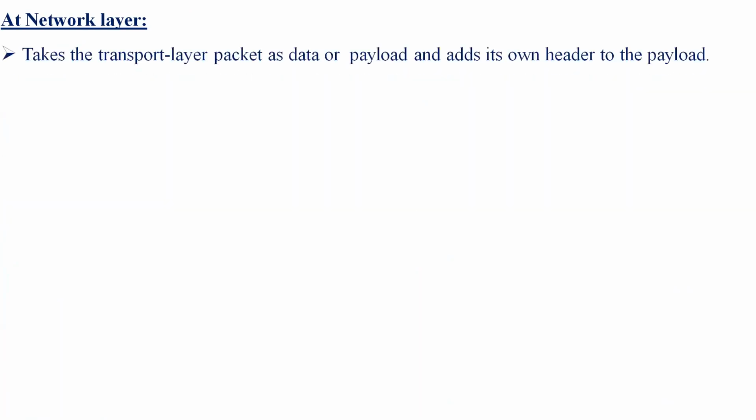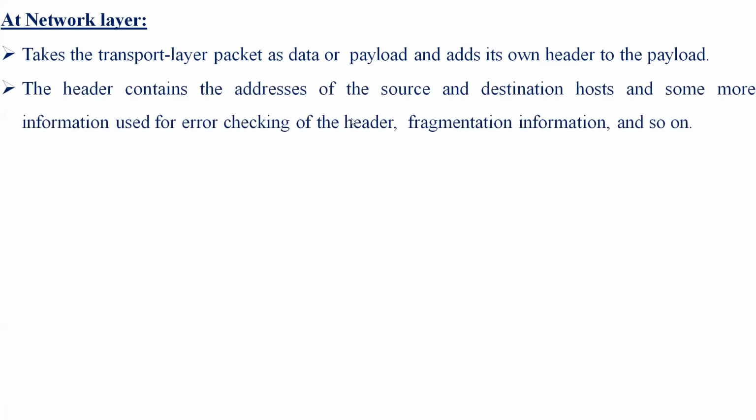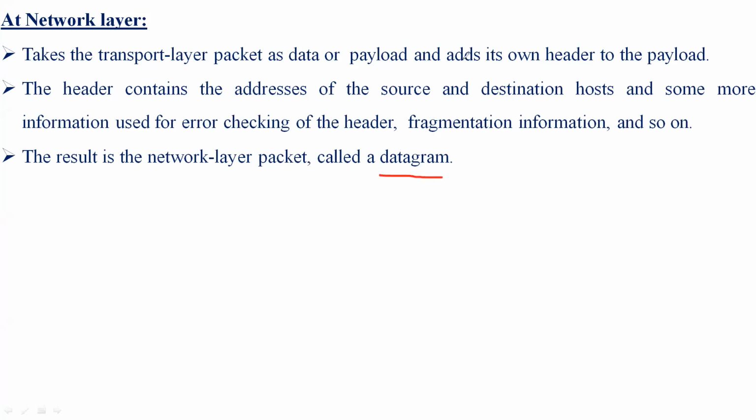At the network layer, it takes the packets from the transport layer as data or a payload and adds its own header to the payload. It adds its network layer header to the particular payload. The header contains the address of source and destination host and some more information which is used for error checking of the header, and some fragmentation information. So the result of the network layer packet is called a datagram. Here we call this a datagram.